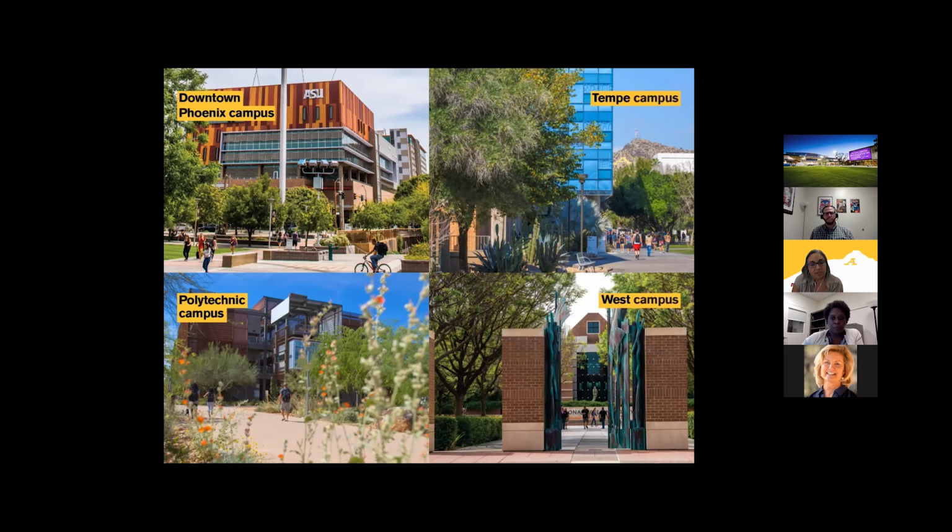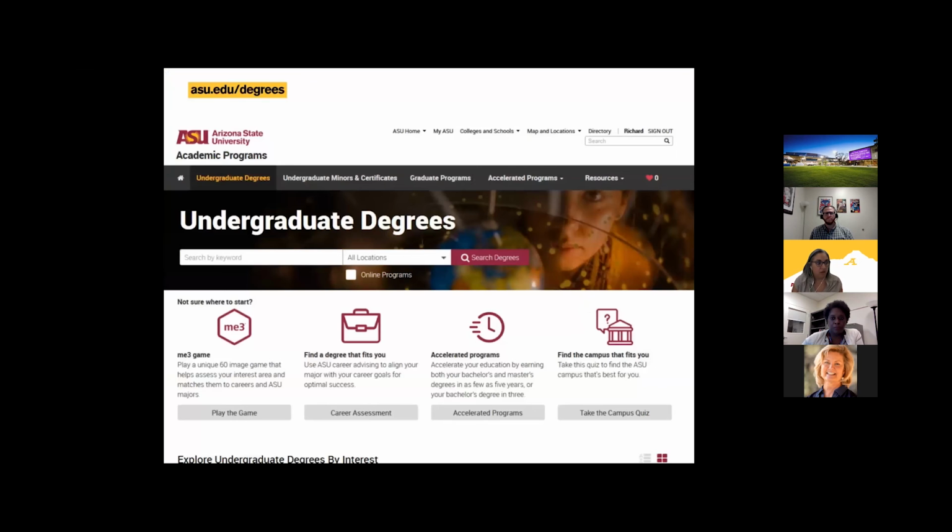For example, downtown has a lot of our health professions, journalism, criminology, criminal justice, but there are some majors that are offered at multiple campuses. For example, psychology, business, engineering. So in those cases, I recommend students do some research and visit as many of the campuses as they can, because they'll know right away when they're on campus if it's going to be a good fit or not.